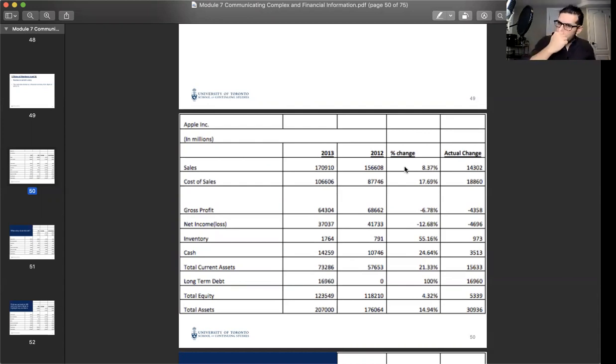If we scroll to the bottom here and we see total assets for 2013, and you do that, you're like, total assets, and you look. So that's one quick strategy.